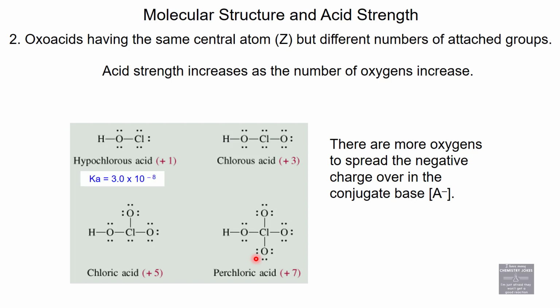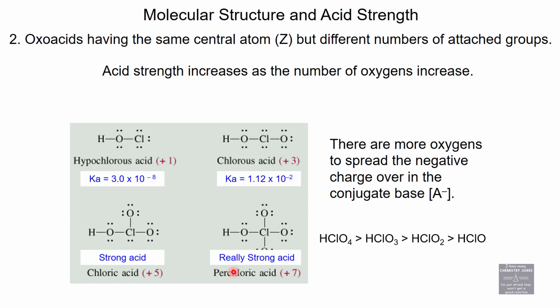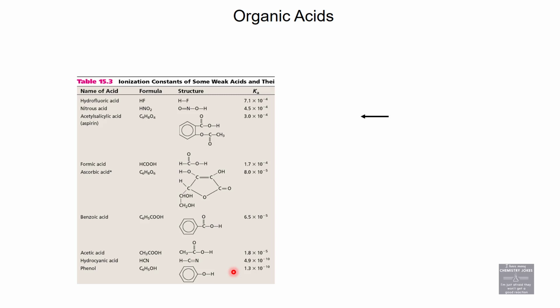Here's a few Ka values for you. Proof that the more oxygens you add, the acid gets stronger. I didn't even give you Ka values there. This one has a very large Ka value, greater than 1. More oxygens, more acidic. Okay, I feel like I'm on repeat here.